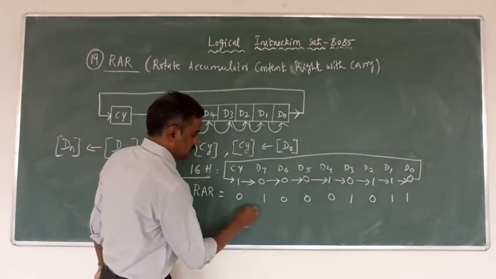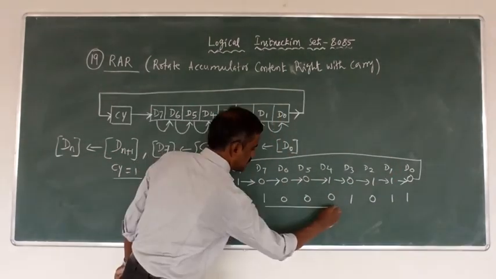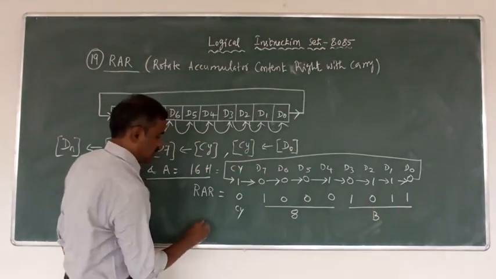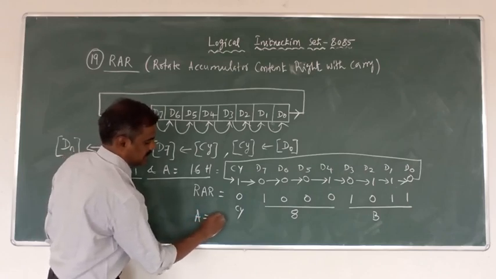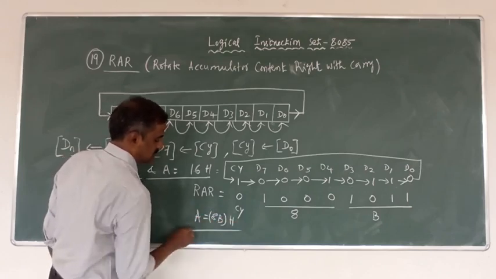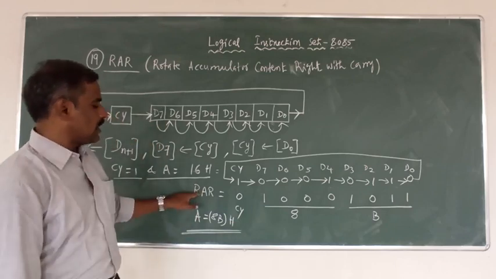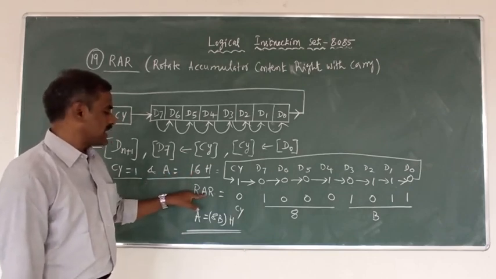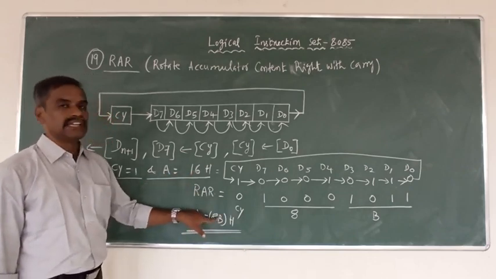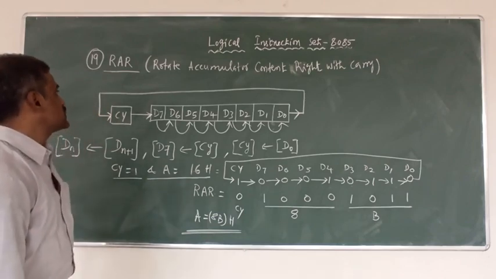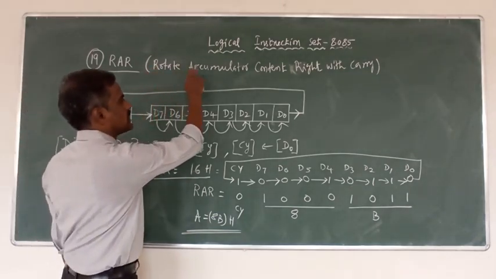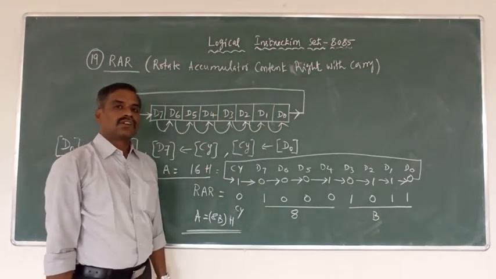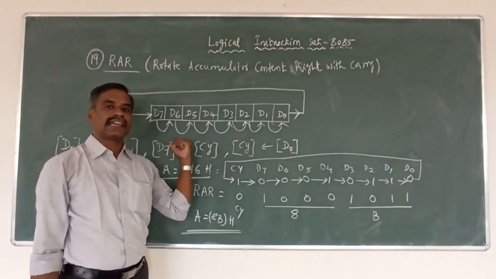Okay. Now this is for carry and the accumulator result. This is for 8 and this is for B. Now the accumulator will store 8BH. This is the result after RAR. Before RAR accumulator 60, after RAR accumulator equal to ABH. Okay, this is the operation of RAR. RAR will rotate accumulator content right with carry. It will rotate the accumulator content as well as the carry status also.